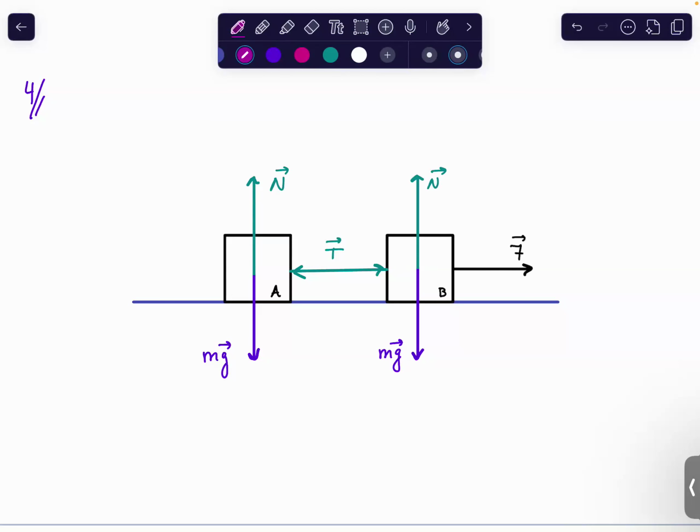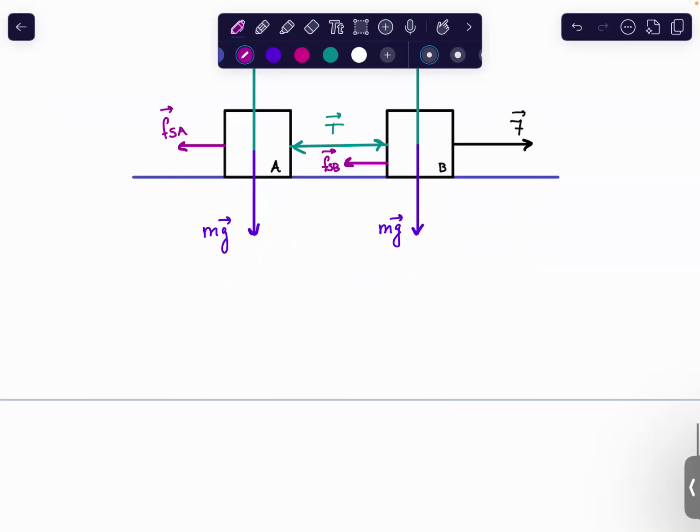Or that's trying to move the entire system. But then they both are going to have static friction forces. So again, this force is trying to get this system to start moving. Then we're trying to figure out exactly what force has to be reached in order for that to happen. So the way we do that is we talk about our friction force.